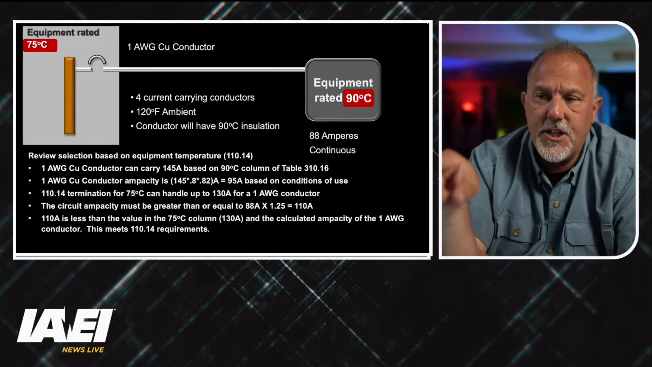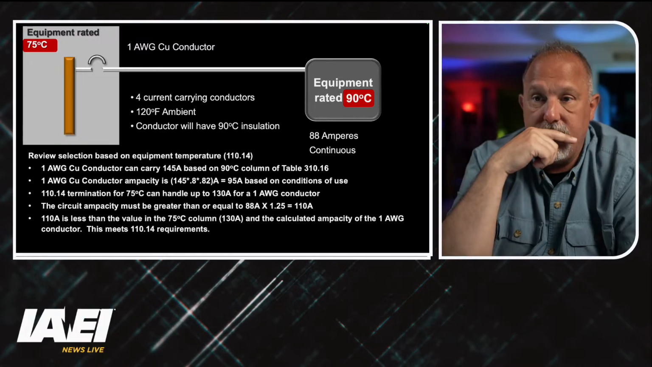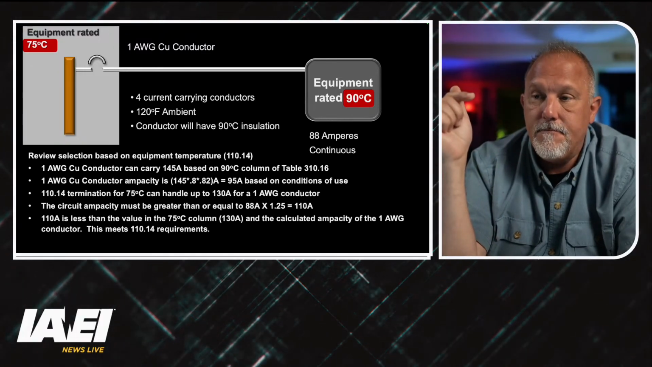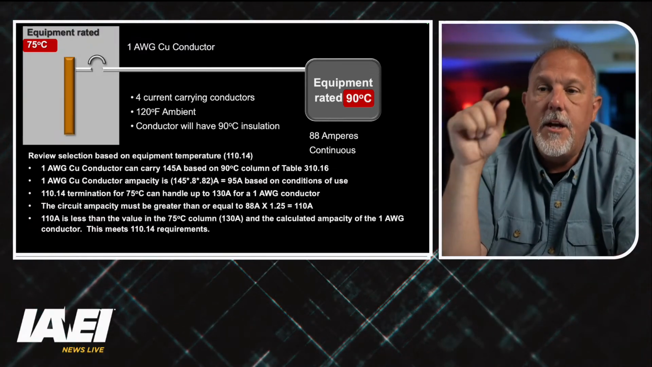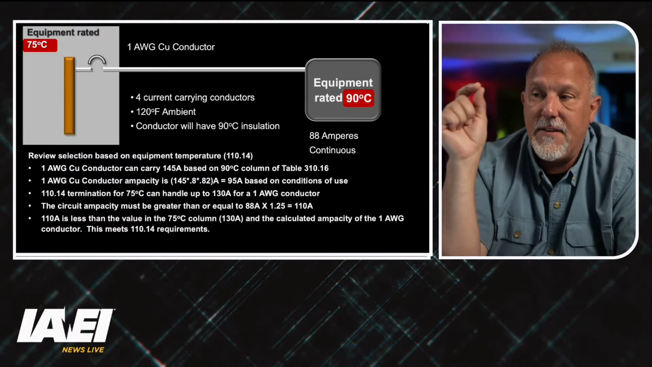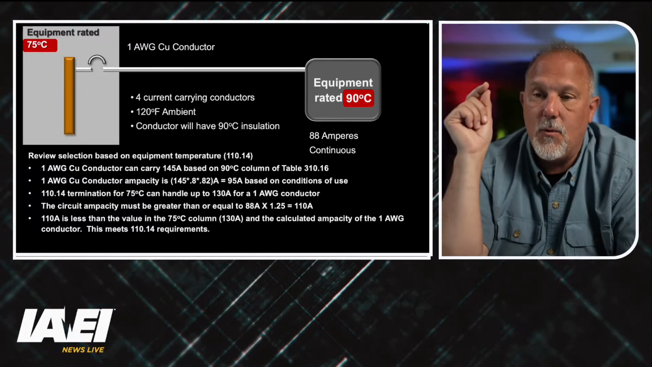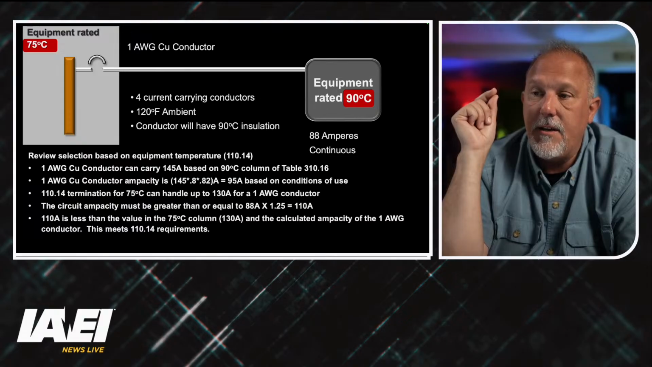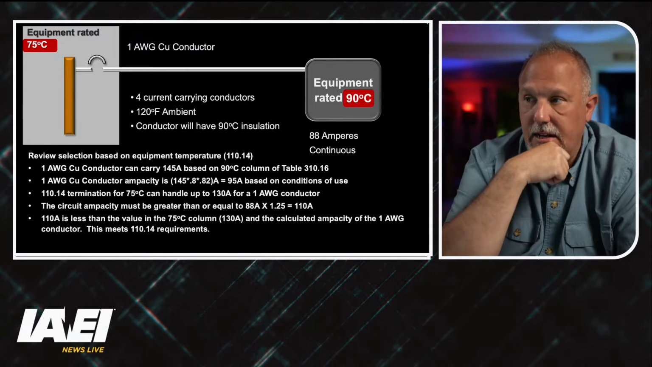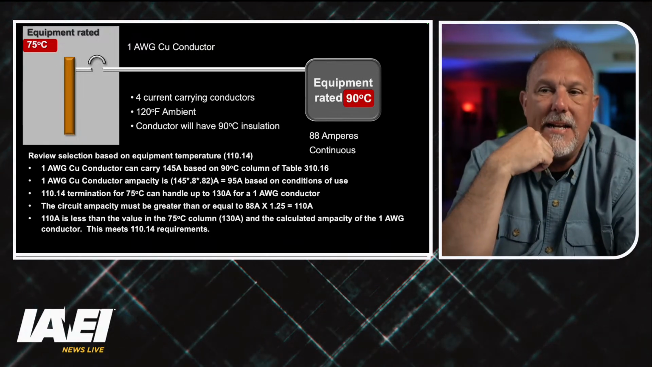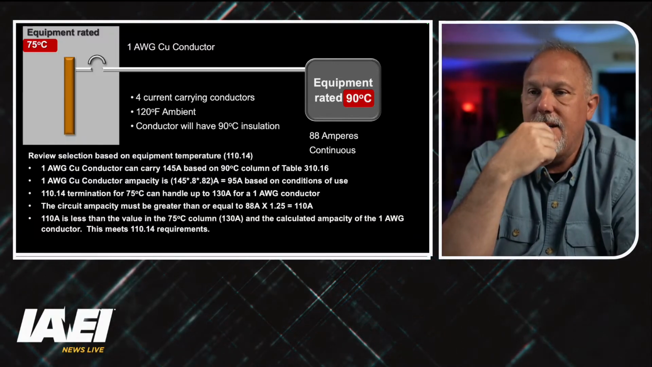The 110.14 termination for 75 degrees C can handle up to 130 for a 1 gauge conductor. The circuit ampacity has to be greater than or equal to 110 amps. 110 amps is less than the value in the 75 degree C column, which is 130 amps, and the calculated ampacity of the 1 gauge conductor, and it meets the requirements for 110.14. Does that make sense? Anybody disagree that I can put a 1 gauge just based upon those numbers?